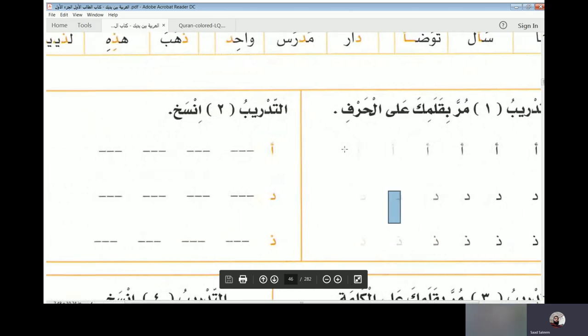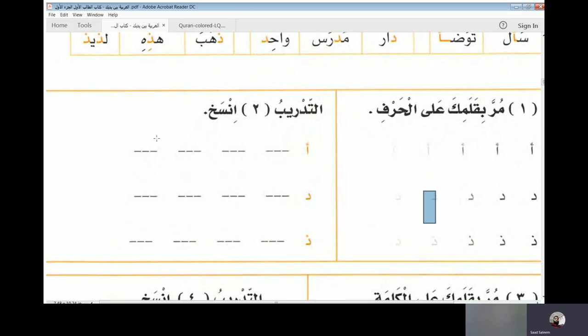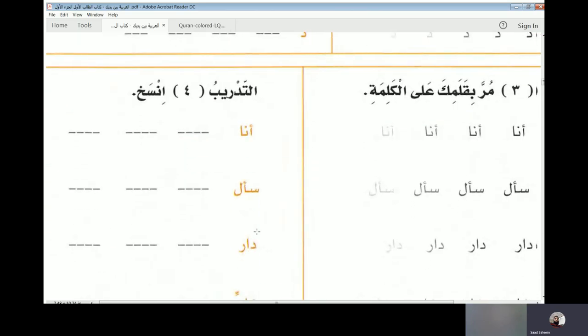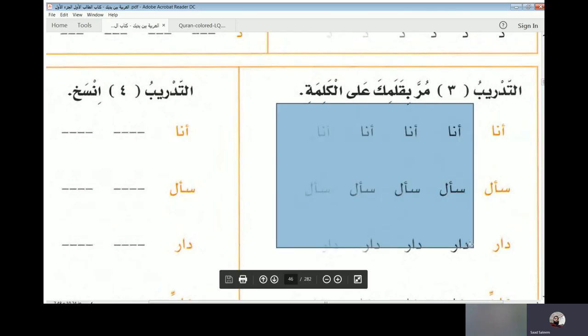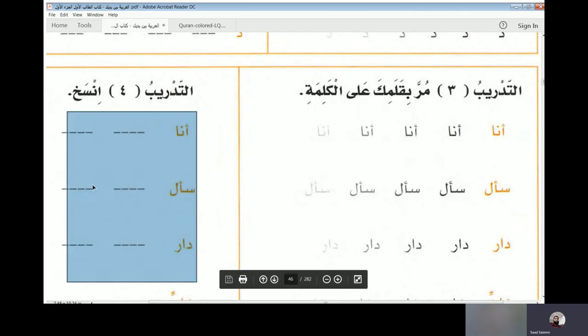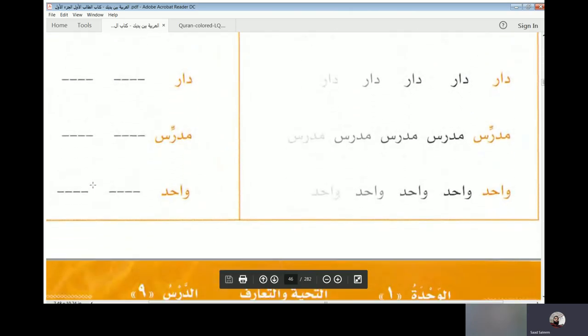Your homework. Insert means copy. He's asking you to copy these alphabets in these blanks. So you will write these alphabets on these blanks. One thing to remember: the bottom tip of the alif is always under the line or just touching the line. Then this part of dal is on the line and the mouth of dal is above the line. Again, the base of the zal is on the line and the upper part is above the line. Keep this in your mind while writing. This is your homework. Move your pen on these words to improve your writing. Then copy these words on these blanks. This is also your homework for writing practice.